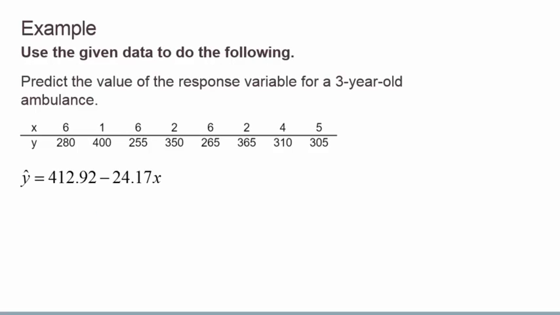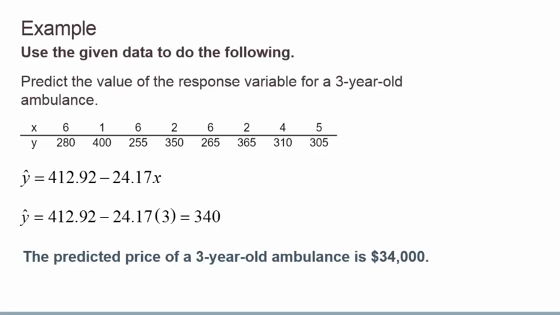Continuing, predict the value of the response variable for a 3-year-old ambulance. Using the equation y hat equals 412.92 minus 24.17x, so we want to find y hat when x is 3. Substituting into our equation, y hat equals 412.92 minus 24.17 times 3. Calculating, we get 340. The predicted price of a 3-year-old ambulance is $34,000.